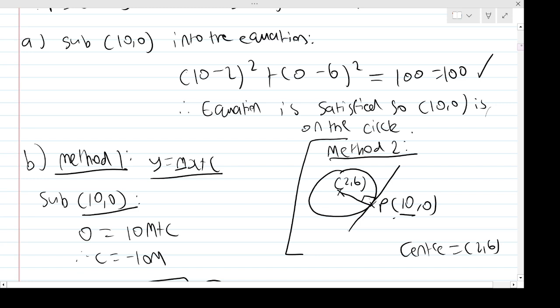If there's no other way you can make any progress, meaning if you can't easily work out the gradient of the line, or you can't find a point to do with the center or the tangent, then you'd opt for this substitution method. Otherwise, do try and do it using method 2, but that's my advice anyway.